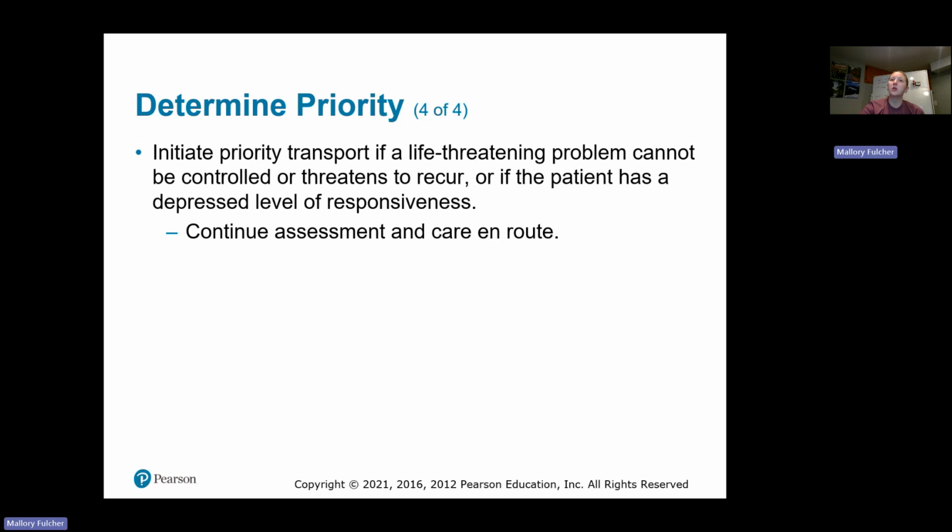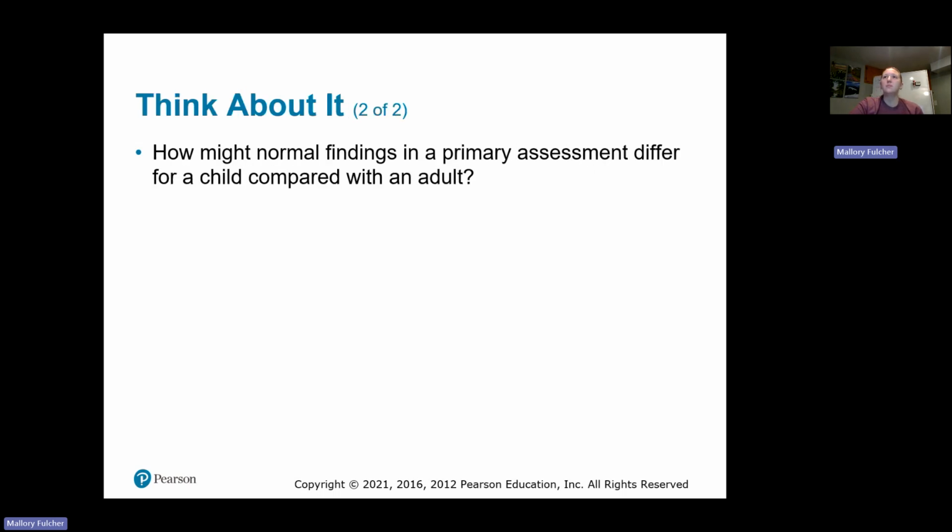If we are transporting the patients, we're going to continue our assessment in the ambulance on our way to the hospital. If we don't transport, we're going to sit on scene with our patient, continuing our assessment and giving care until the transporting ambulance arrives on scene.